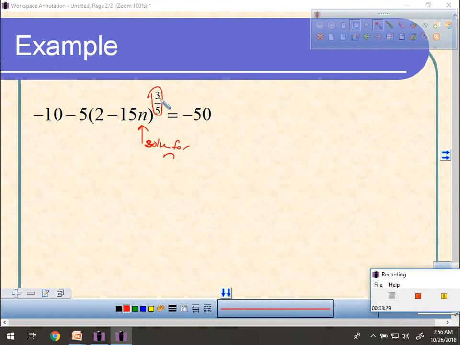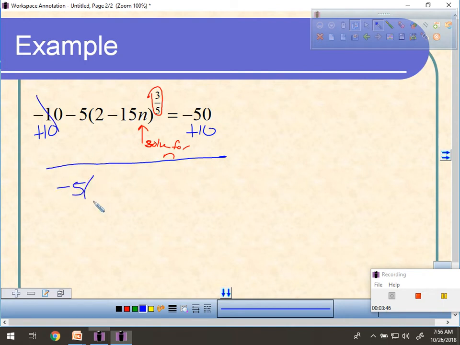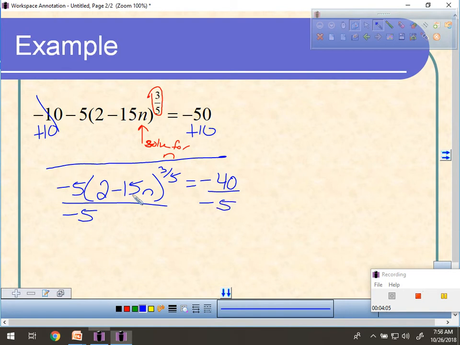I circled the 3/5, that's my rational exponent. My variable is n. So the first thing I'm going to do to try to get this by itself is add 10 to both sides. That's going to give me negative 5, open parentheses, 2 minus 15n, to the 3/5, is equal to negative 40. So that's my first step. The next step, remember, you're trying to get this parentheses by itself. So we're going to divide by negative 5. If I divide both sides by negative 5, then that's going to go out.